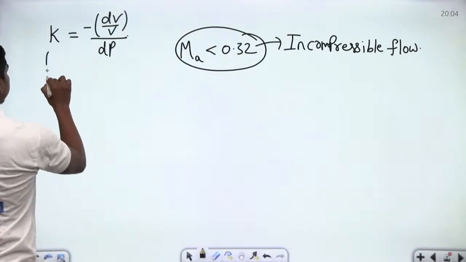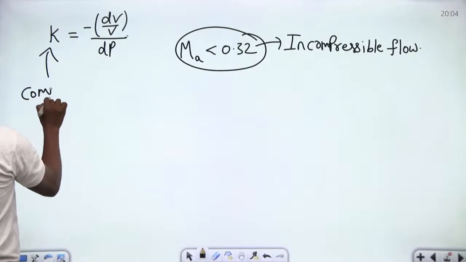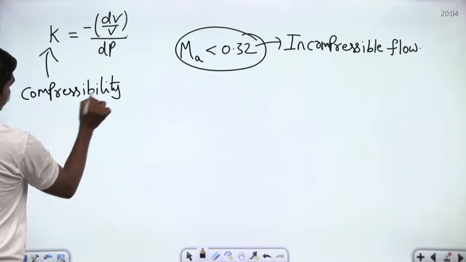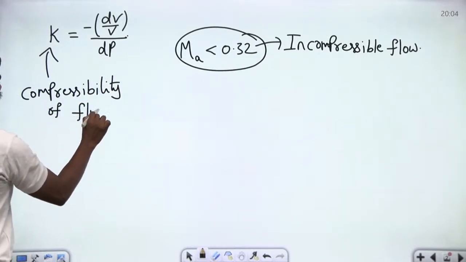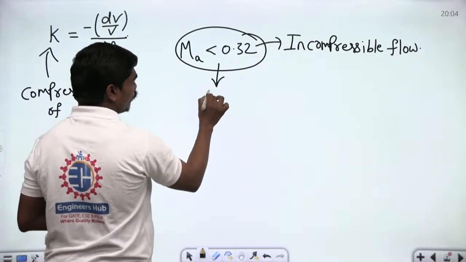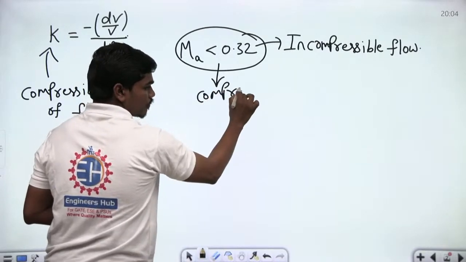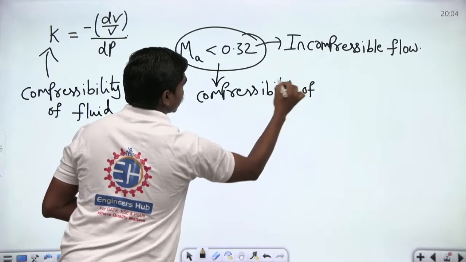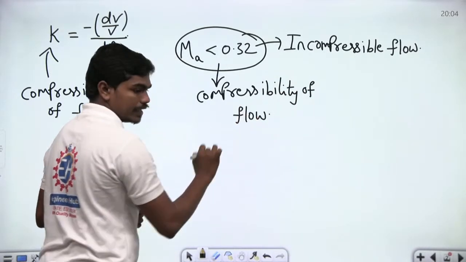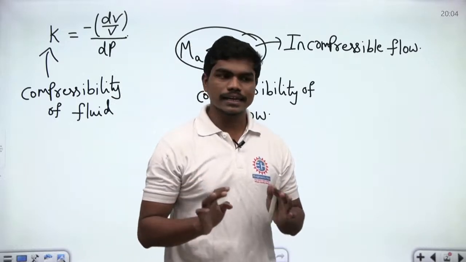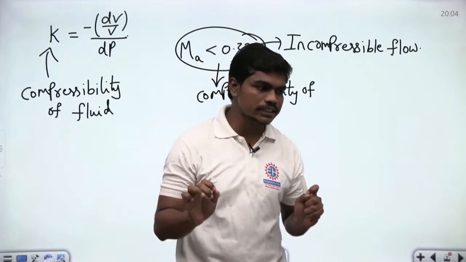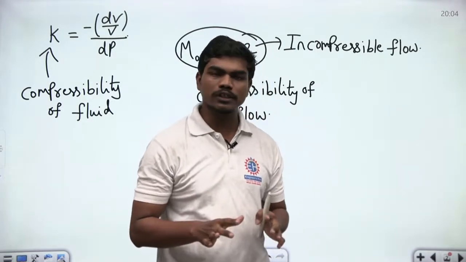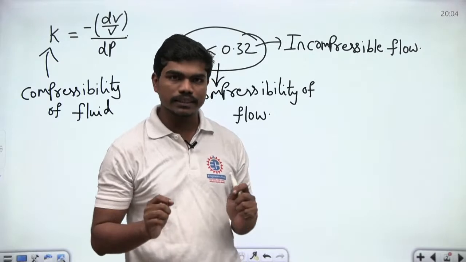Depending on this value of k, this k speaks about compressibility of fluid, and this Mach number talks about compressibility of flow. Correct? Yes? Please do respond. Is that clear to all of you? Can you all recollect all these things from yesterday's lecture? Yes or no? Please do respond.